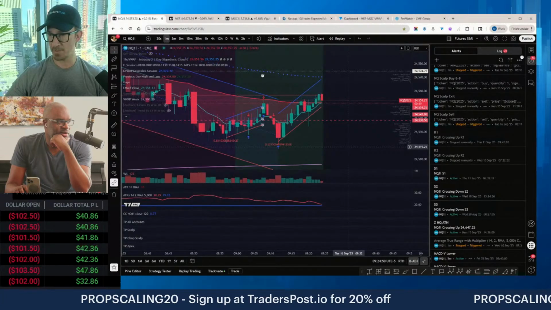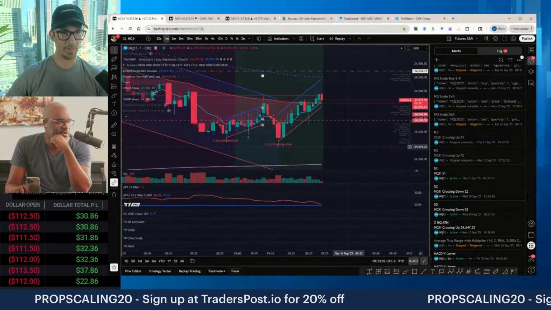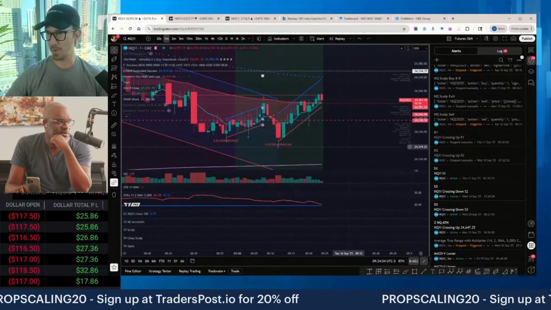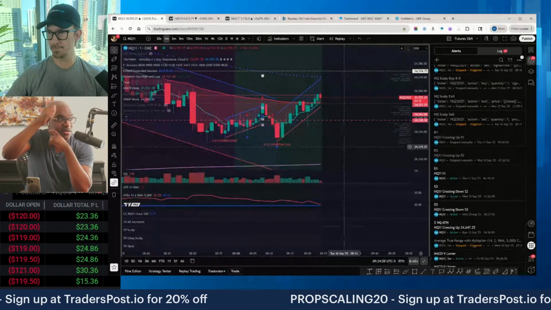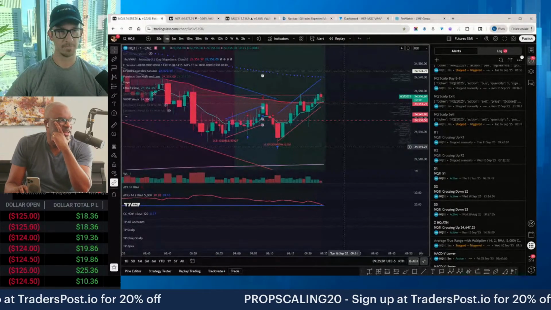Well, we're on the same page there because I'm already short, and I would be willing to add if we close below VWAP here. Yeah. In fact, I'm pulling my entry lower to 24,568. Yep.